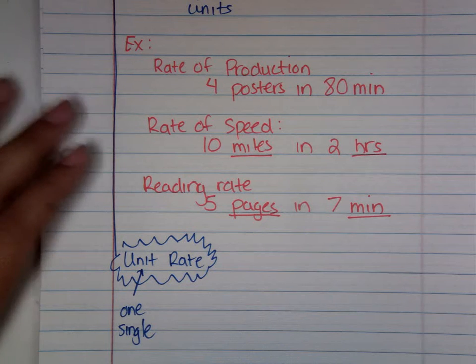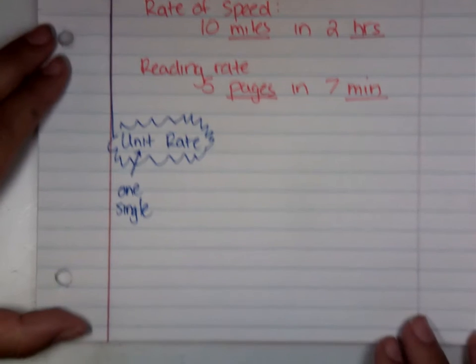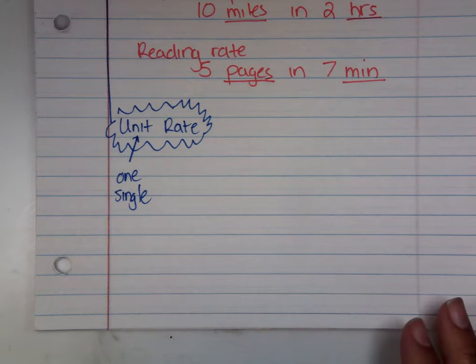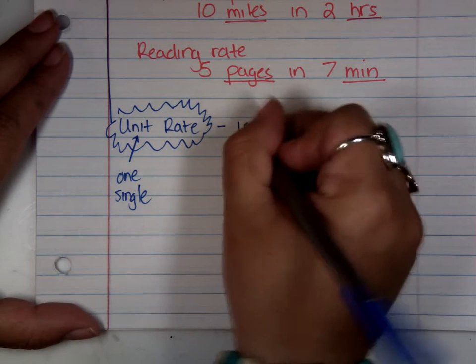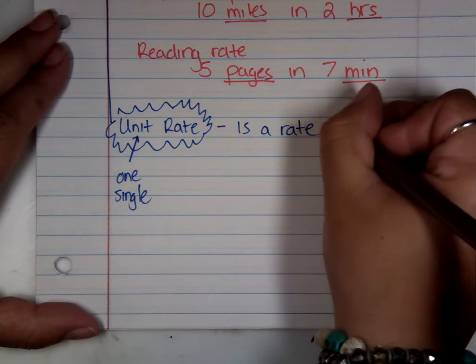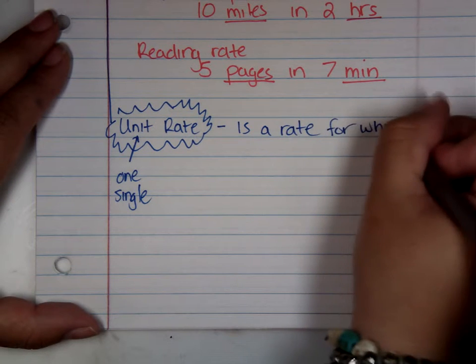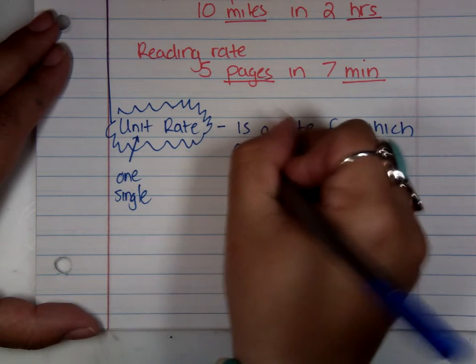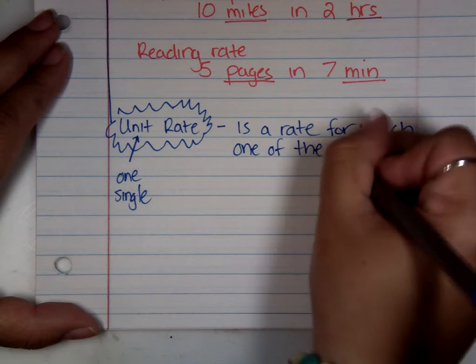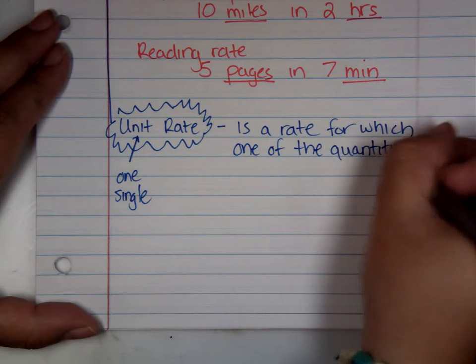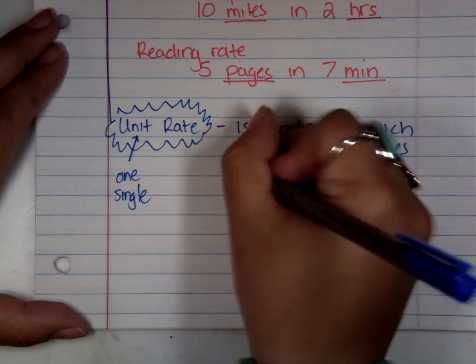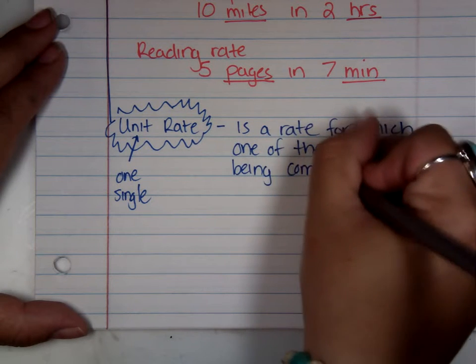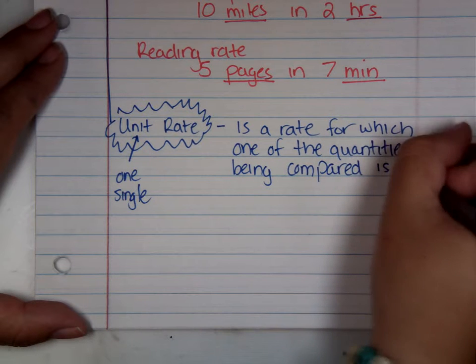Okay? A unit rate is a rate for which one of the quantities, remember quantities is kind of just like a fancy word for number. So a unit rate is a rate for which one of the quantities being compared is 1.